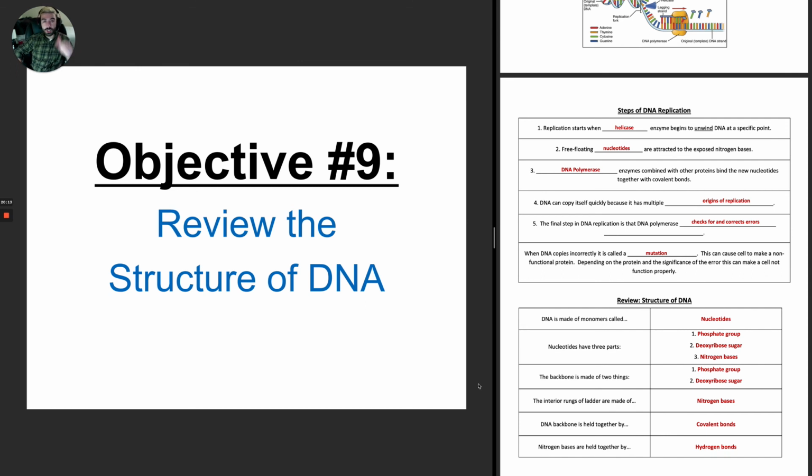So we had DNA structure and function. We had a little bit of history of the discovery of DNA structure. And then we have DNA replication. So that's it for all the new stuff this unit.